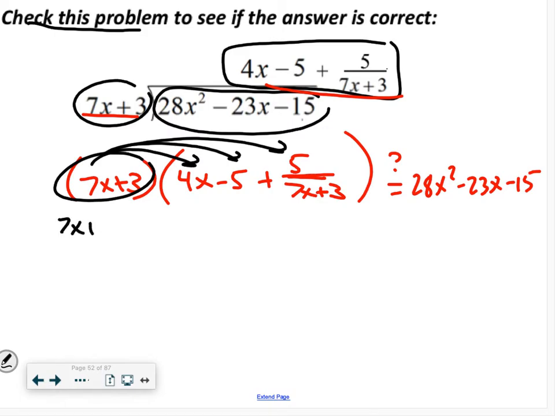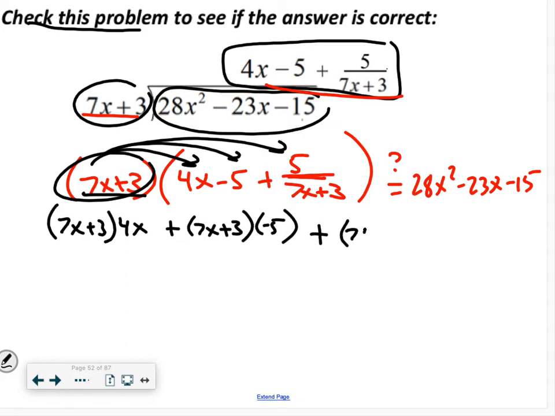So I'm going to distribute the 7x plus 3 to the 4x. I'm going to distribute the 7x plus 3 to the negative 5. And the reason I'm distributing the whole 7x plus 3 is because of the remainder. When I distribute that to 5 over 7x plus 3, this one works out real nice because I have a 7x plus 3 divided by a 7x plus 3. So that part just becomes 5. That's your remainder, plus 5.